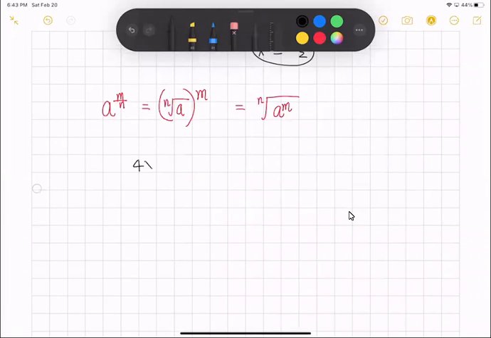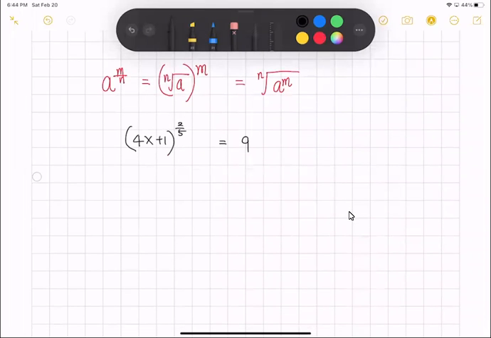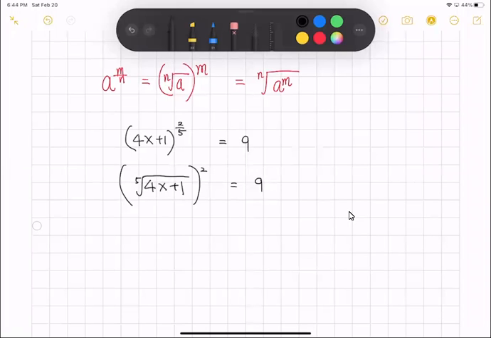So for example, I have (4x + 1) to the 2/5 degree equals 9. So I can write it as what? The fifth root of 4x + 1, to the second power, equals 9. How can I get rid of... we can get rid of them one by one, right? So first I want to get rid of the second power by square rooting both sides. But by the even root property, we know that it's going to have two answers, positive and negative.